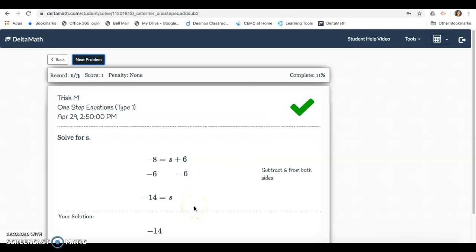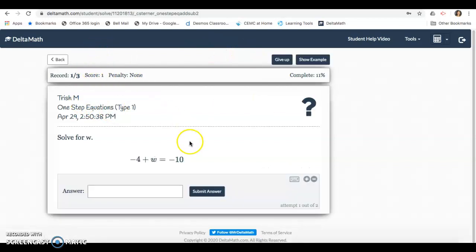Whether you got it right or wrong, it's always going to show you a solution to the question. So if you got it wrong, go back and check what you did wrong. Okay, I want to show you up here, you'll see your score is now 1 because you got 1 question right, and your record is 1 out of 3 because you've completed 1 correct question out of 3 that you are required to do.